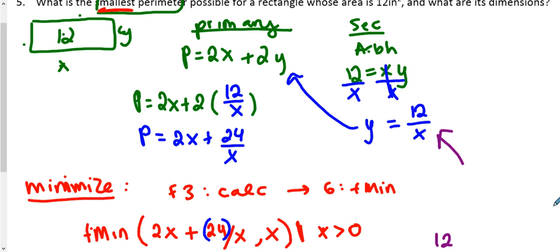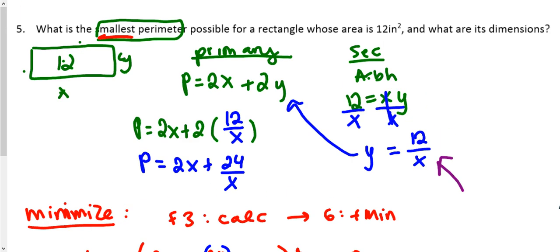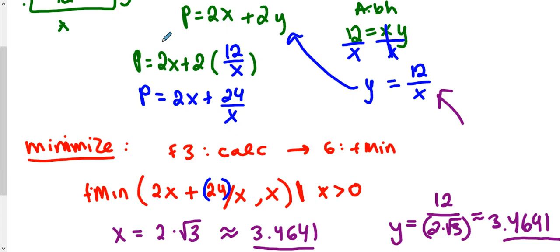So, oh, that means we're a square. Wow. Okay, so those are my dimensions. But they said, what is the smallest perimeter? So I need 2.